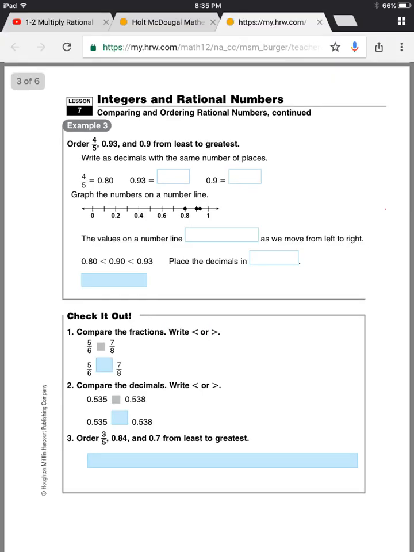And the last example, order 4/5, 0.93, and 0.9 from least to greatest. Now you have to change those all to the same type of number. And because 2 of these numbers are already decimals, it would be easier to just change the 4/5 to a decimal. Now remember yesterday we said we could make an equivalent fraction and change it to a decimal real easy.